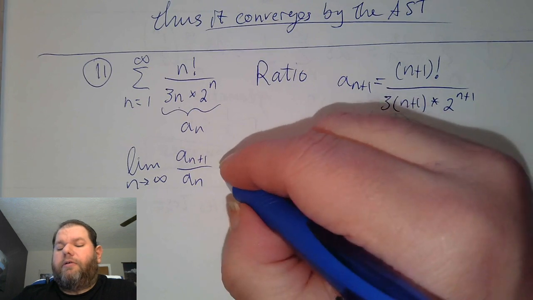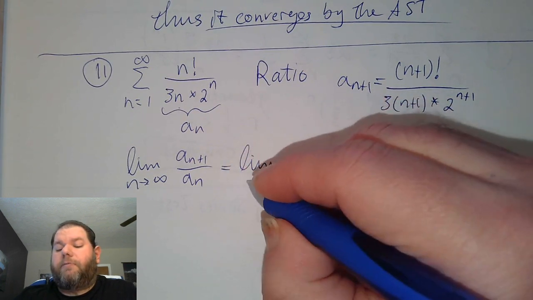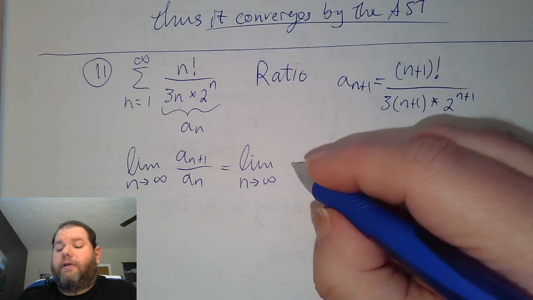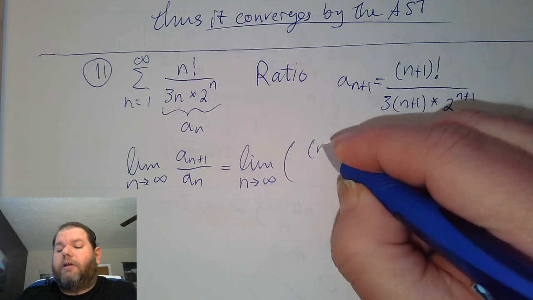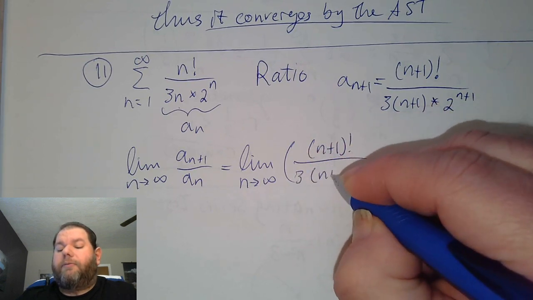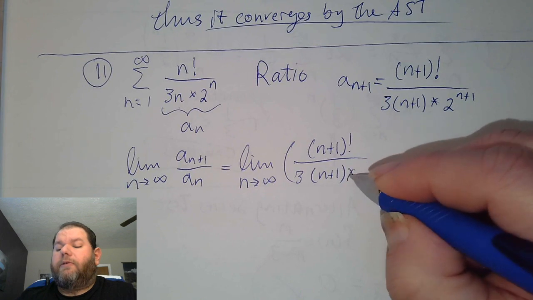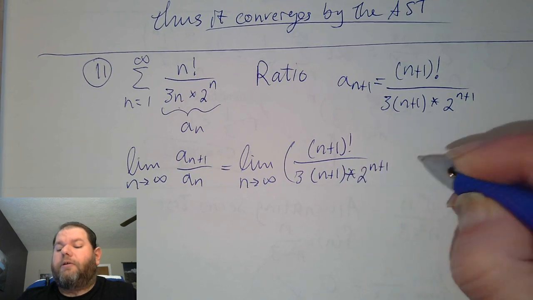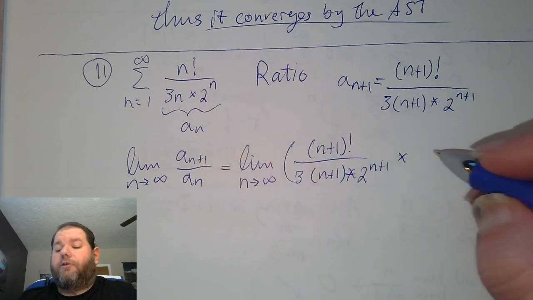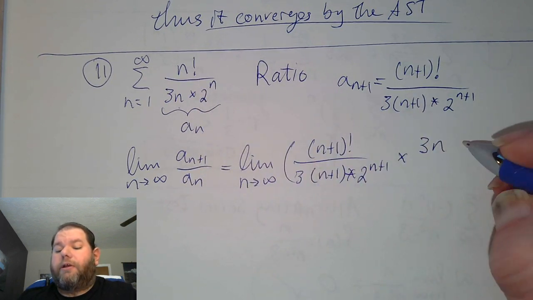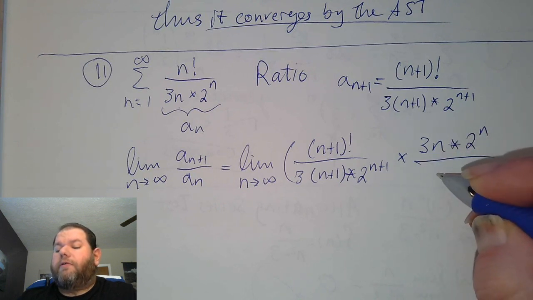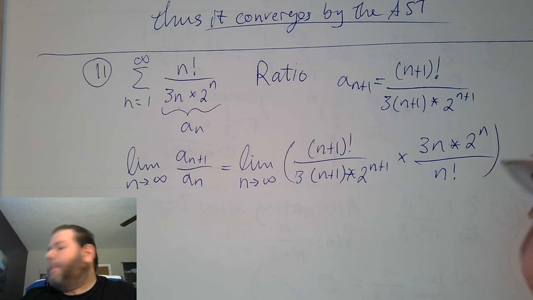Alright, so let's plug in our two expressions now. A sub n plus 1 first, so that is n plus 1 factorial over 3 times n plus 1 times 2 to the n plus 1. And we're dividing by a sub n, so we'll multiply by its reciprocal, of course: 3n times 2 to the n over n factorial.